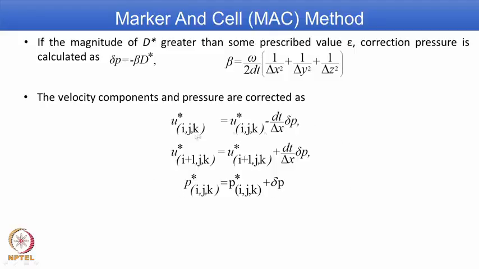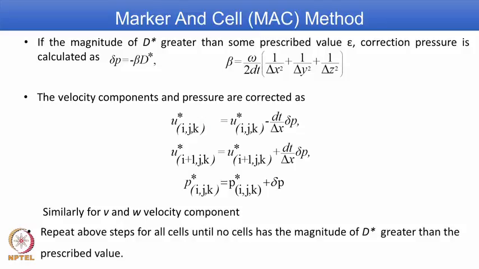So, in this equation, u star on the left side is a new velocity, and p star is a new pressure. You can use them as u star or you can write it as u itself, it is immaterial. What is to be noted is this is a corrected velocity and corrected pressure. One can repeat this procedure for the other two components, v as well as w. Now, repeat this step for all the cells in the computational domain until no cell has a magnitude greater than the d star that you have specified.